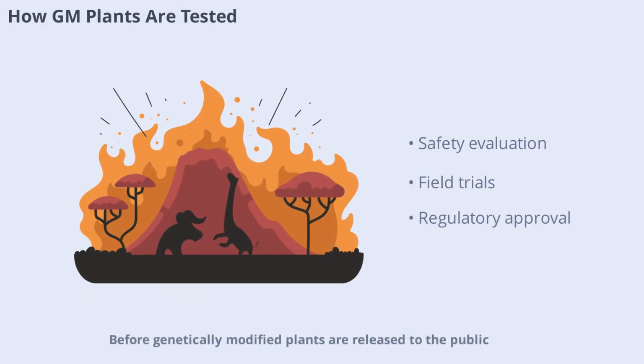Before genetically modified plants are released to the public, they undergo rigorous testing. Scientists evaluate their safety for human consumption, environmental impact, and effectiveness of the introduced traits. These tests are conducted in controlled environments and field trials to ensure that GM plants meet strict regulatory standards. Only after passing these tests can GM crops be approved for commercial use.